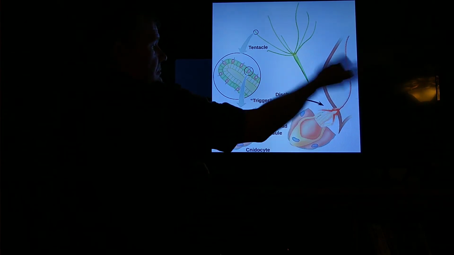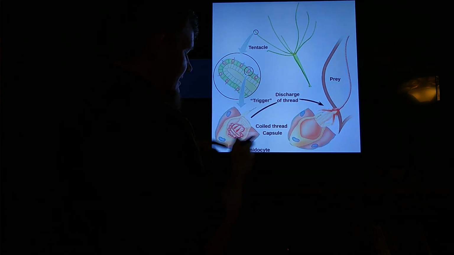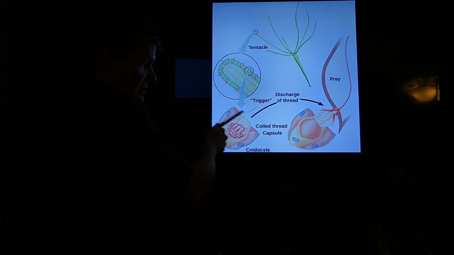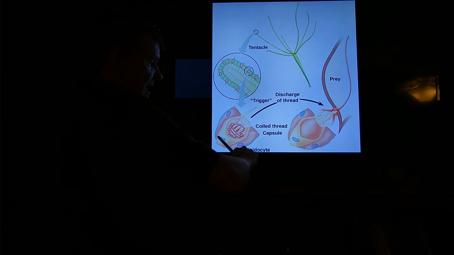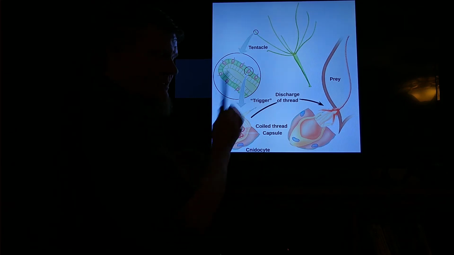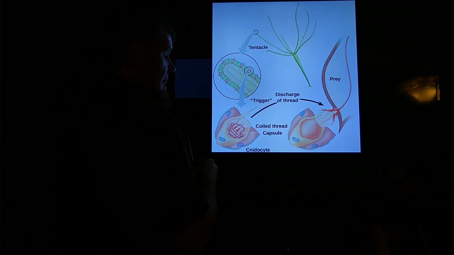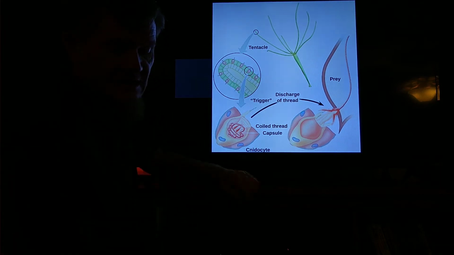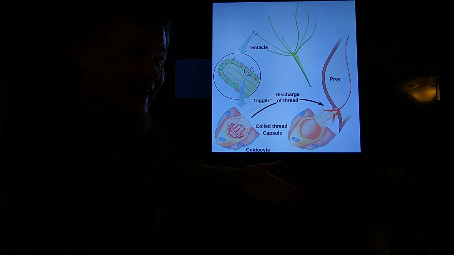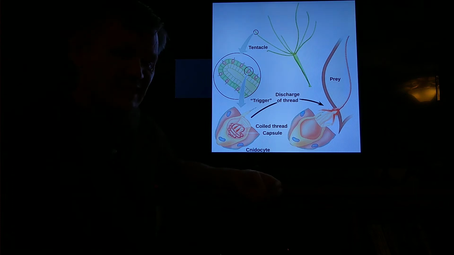So this is the stinging cell, a cnidocyte. The whole thing is called the cnidocyte. The actual harpoon itself is called a nematocyst. We're not going to split hairs. This is the stinging cell of the jelly, and this is how jellies got their name, Cnidaria, stinging.